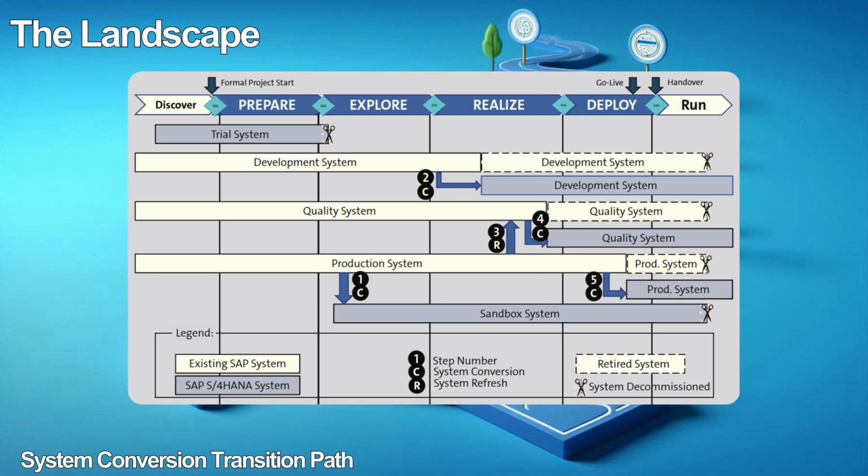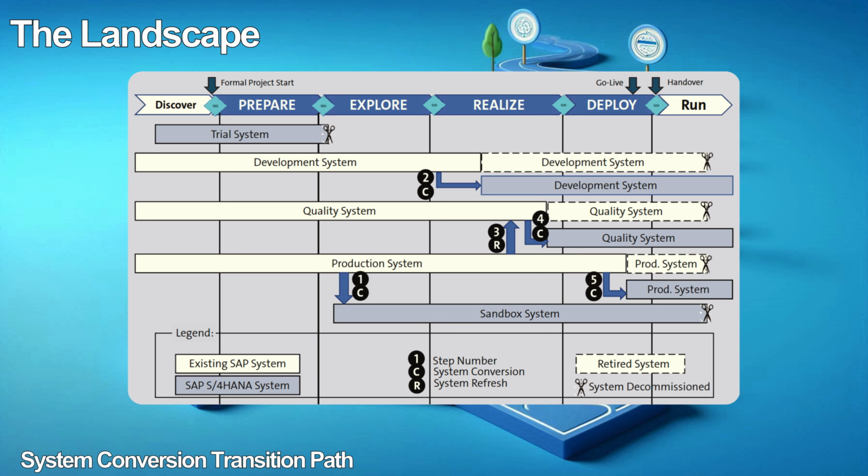Additionally, after you build the SAP S/4HANA dev environment, you may not need the existing dev environment. The project team then refreshes the existing QA environment from the prod environment. The team builds the SAP S/4HANA QA system by copying from the existing QA system.